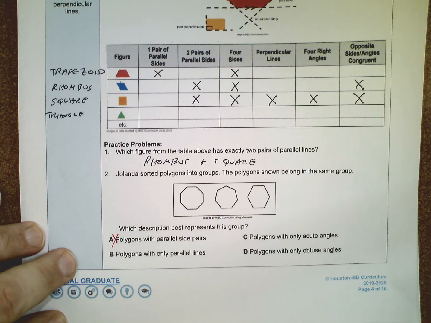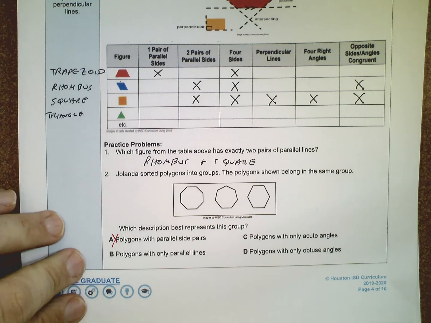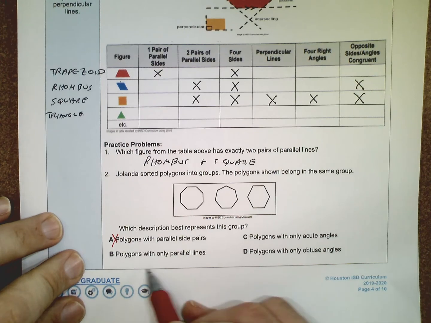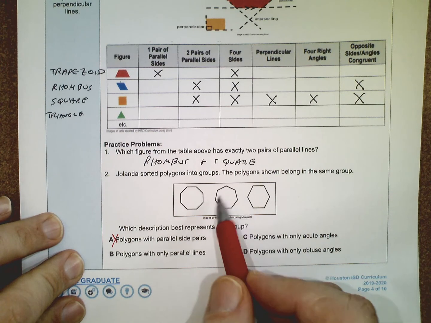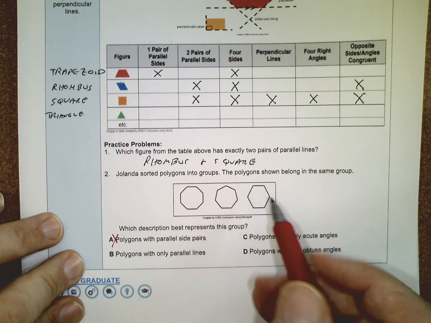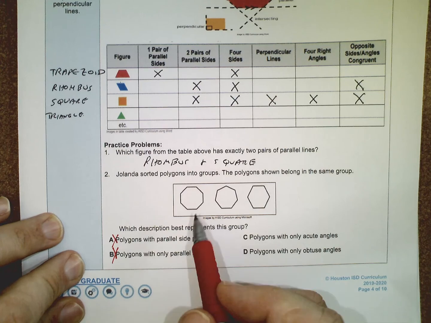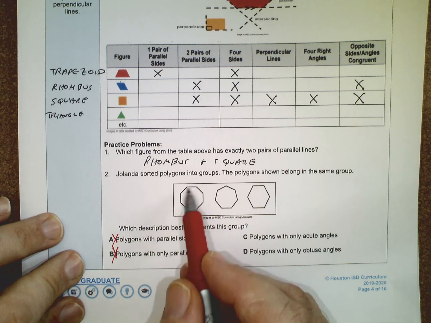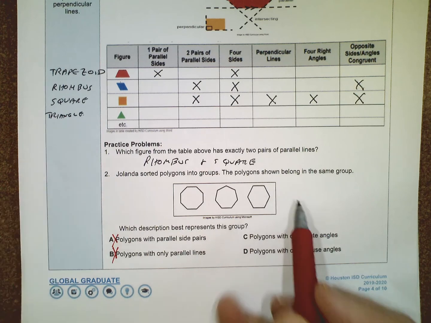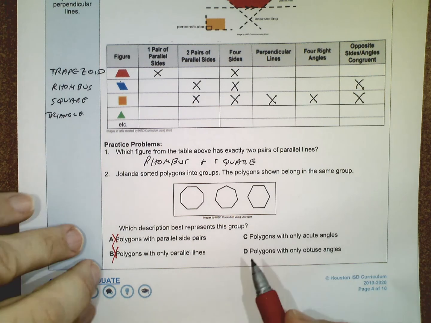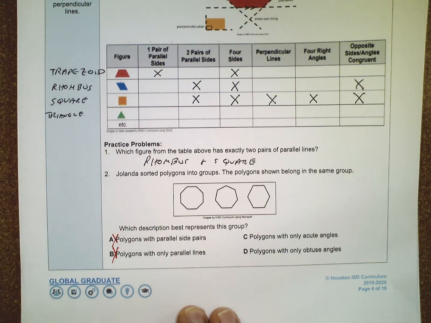Okay, eso no funciona. Polígonos con solo líneas paralelas. Well, it's a polygon with only parallel sides, right? Well, this one has only parallel sides. This one doesn't have any parallel sides. This one has all parallel sides. So that doesn't work because it has to be common for all three of them. Este tiene todas líneas paralelas, eso no tiene ninguna, y eso tiene pares de líneas paralelas. Pero la característica tiene que aplicar a todos los tres.